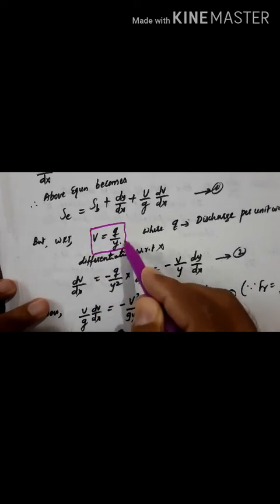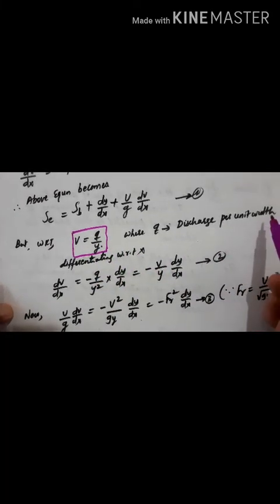Then the above equation becomes this equation. We substitute: SE is equal to SB plus dY by dx plus V by g into dV by dx. Say equation number 1. And further, we know that V equals q by y. This we already know from specific energy, while discussing the specific energy for a channel, where q is the discharge per unit width.